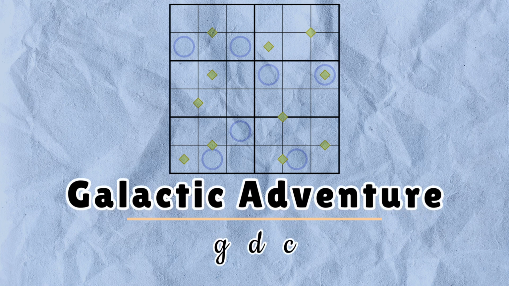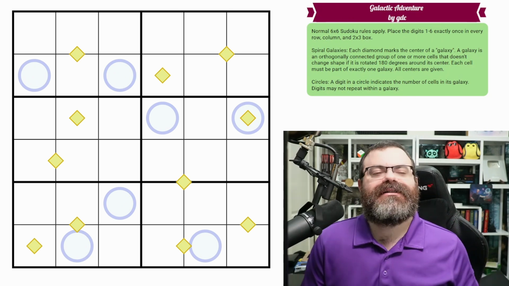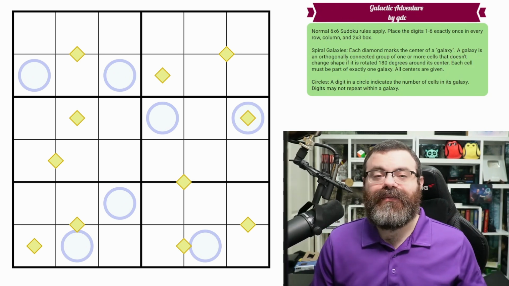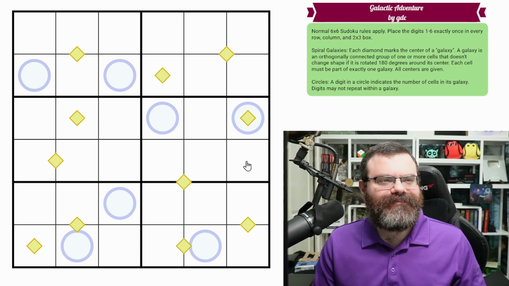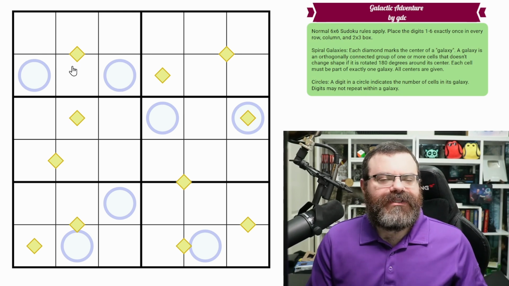Hello, let's continue our Sudoku adventure with Galactic Adventure by GDC. So, this has spiral galaxies in it, which I don't think we've had on this series before, which is surprising that we can still have new constraints after over 800 puzzles, but here we are. So, let's go over the rules.